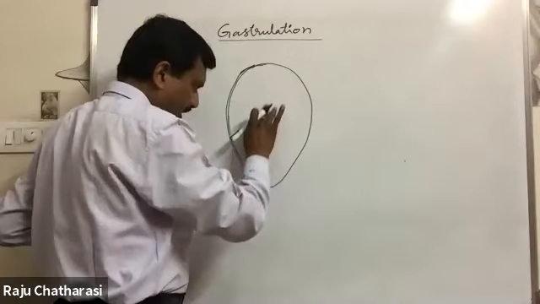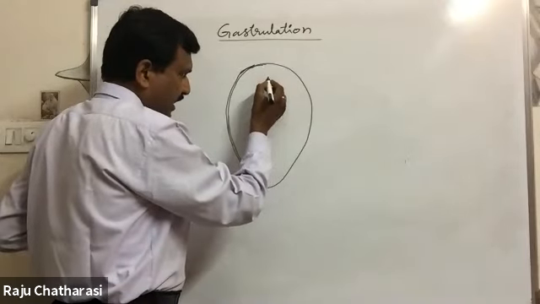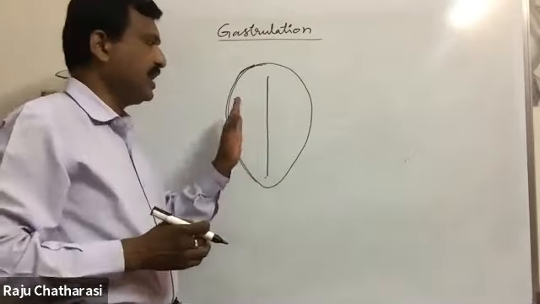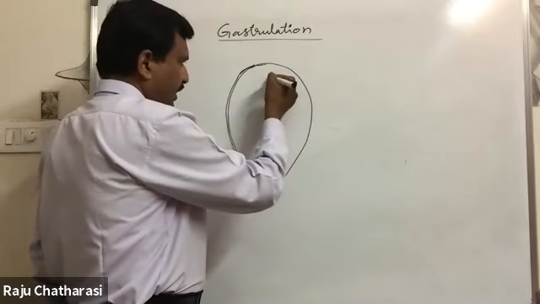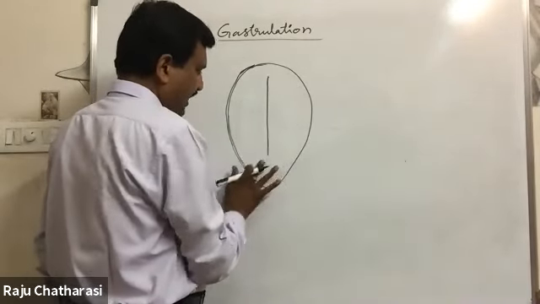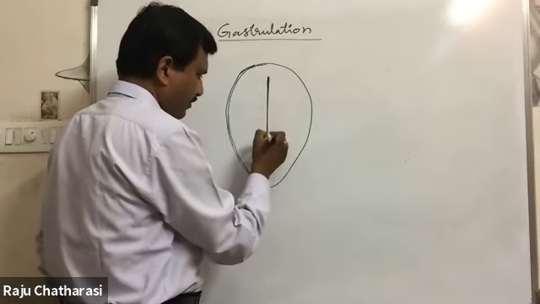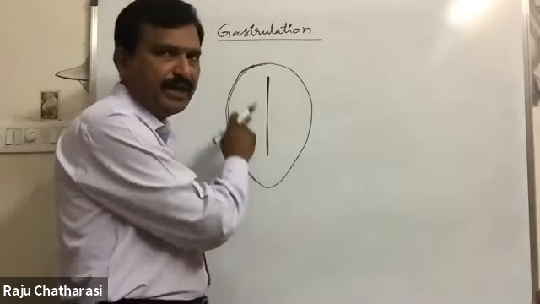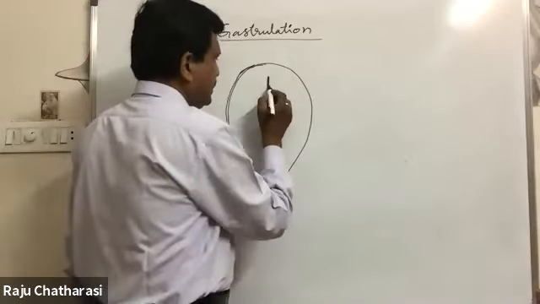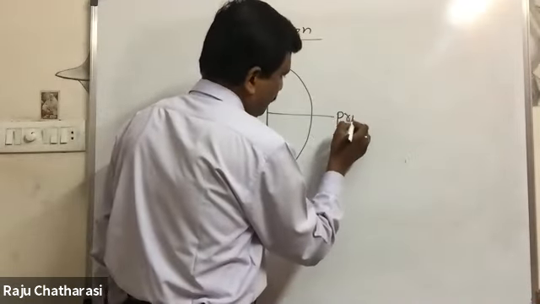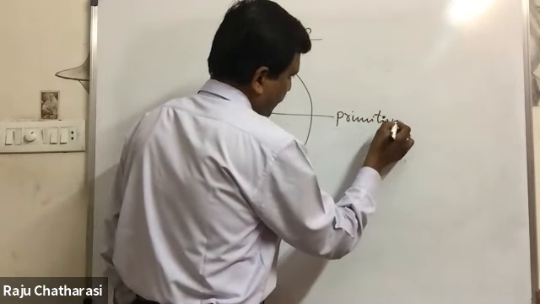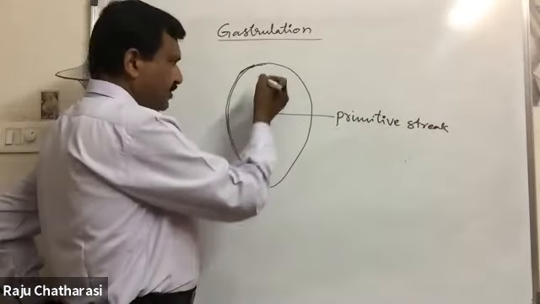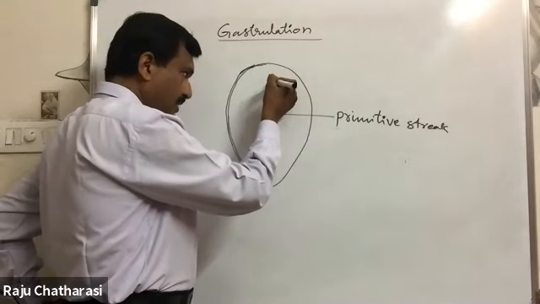So this is the middle portion of the disc, and longitudinally a streak appears. An important point: the appearance of this primitive streak is the beginning of gastrulation. Important point, the appearance of the primitive streak indicates the beginning of gastrulation. So this is called the primitive streak.